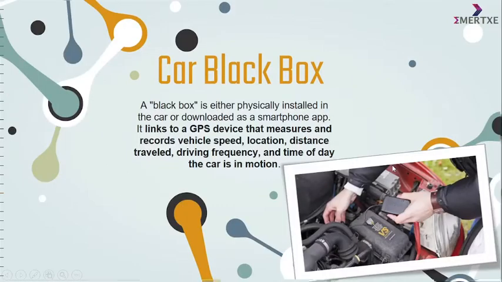Car Black Box. A black box is either physically installed in the car or downloaded as a smartphone application. It links to a GPS device that measures and records vehicle speed, location, distance traveled, driving frequency, and time of day the car is in motion.